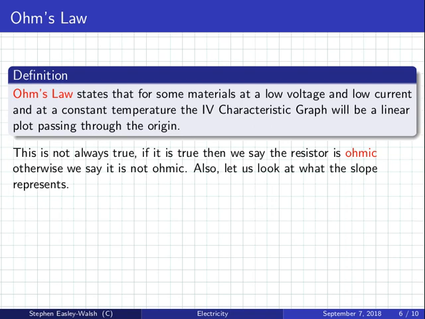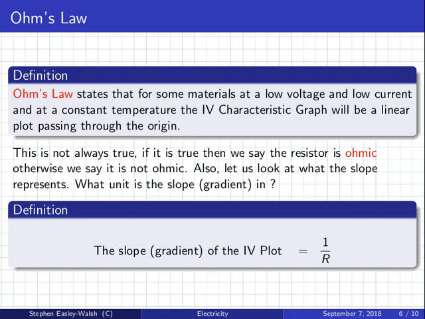And we looked at what the slope represents already. It represents 1 over the resistance. So what's the unit of the slope? Well, if it represents 1 over R, then it's 1 over ohm. And we talked about this, but I think it's worth writing down. The slope is 1 over R. So if you don't have that written down, you need to write that down, because you can use this to calculate the R. Because the R will be 1 over the slope.